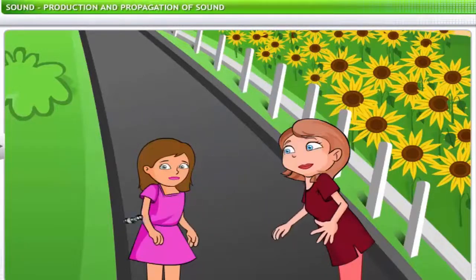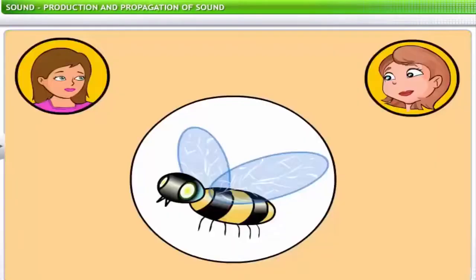Go away! How can a small bee make so much sound? Believe it or not, that noise comes from the bee flapping its wings fast, really fast. Actually, you'll be surprised to know all kinds of sounds are produced and propagated in the same way.